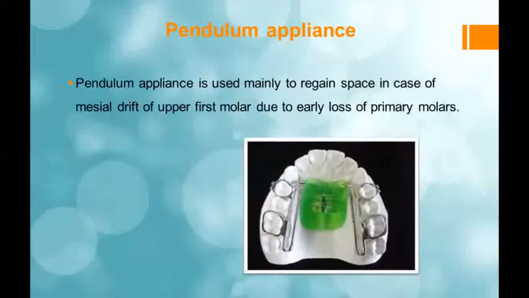Now, starting with the pendulum appliance, which is a fixed regainer, it is used mainly to regain the space in case of mesial drift of the upper first molar due to early loss of the primary molar.